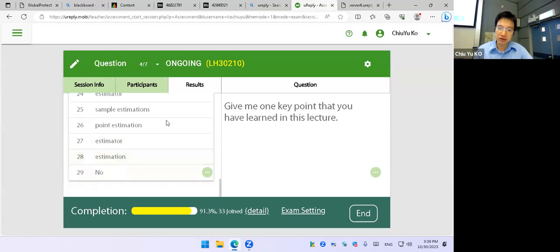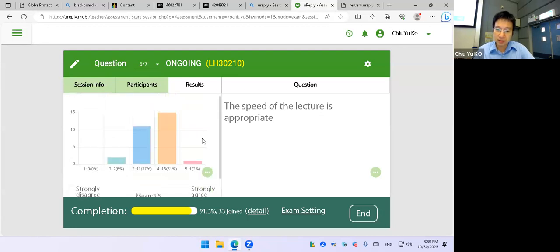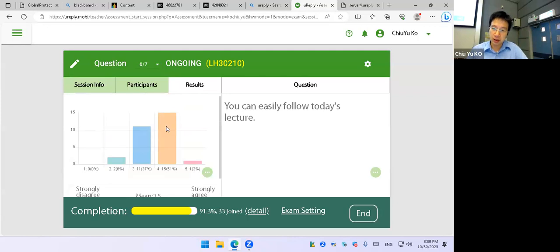Key point is noted, good. That's a good one. So most of you think the speed is okay, so I'm glad. I hope it's not too fast, because today it's slightly faster than usual, because we covered the material last week already. So you can easily follow, most of you, it's okay, I'm happy.